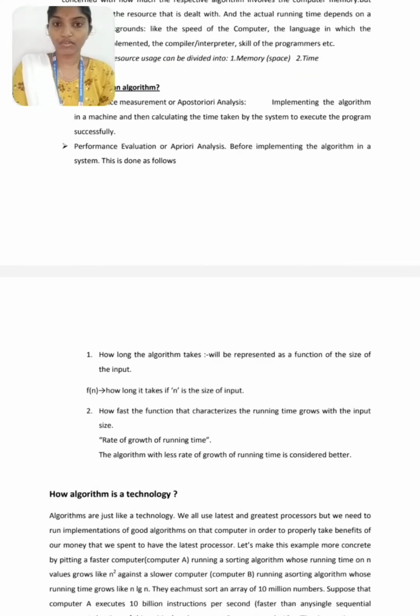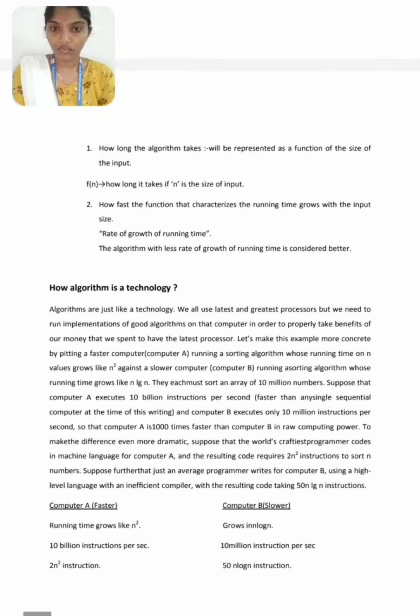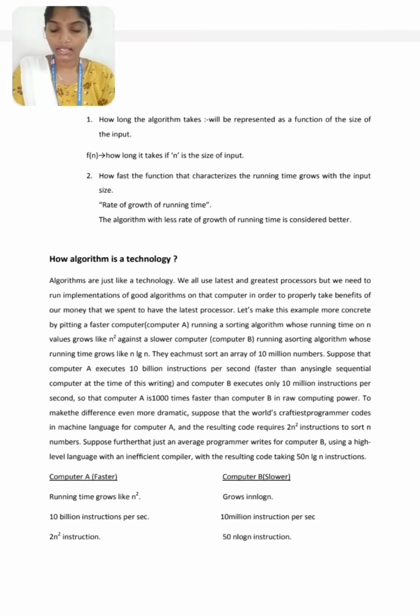Next, performance evaluation or analysis: a priori analysis before implementing the algorithm in a system is done as follows. How long the algorithm takes will be represented as a function of the size of the input, f of n, where n is the size of the input. How fast the function that characterizes the running time grows with the input size is the rate of growth of running time. The algorithm with the lower rate of growth of running time is considered better.